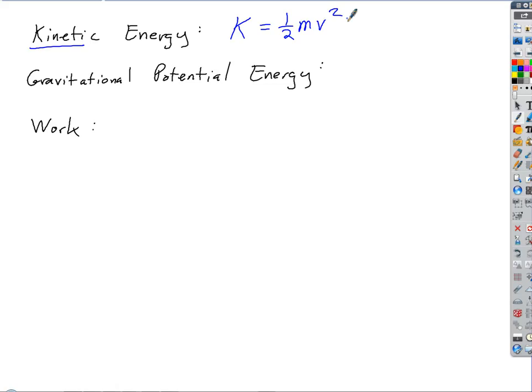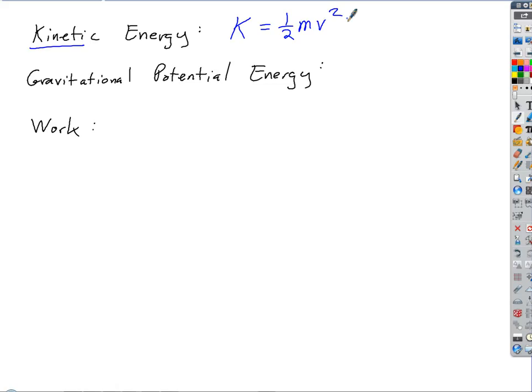Kinetic energy is proportional to mass. So if I double the mass of something, its kinetic energy doubles, but it's proportional to speed squared, right? That's interesting. So if I double the speed, what does that do to the kinetic energy? It increases it by a factor of 4, because I'm squaring it, right? If I triple the speed, I'm increasing kinetic energy by a factor of 9, okay?